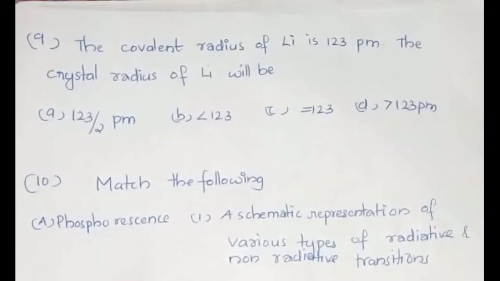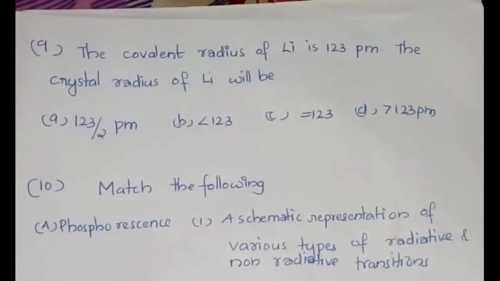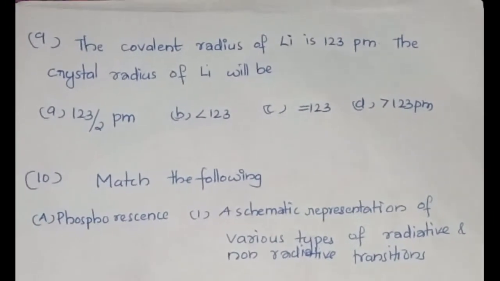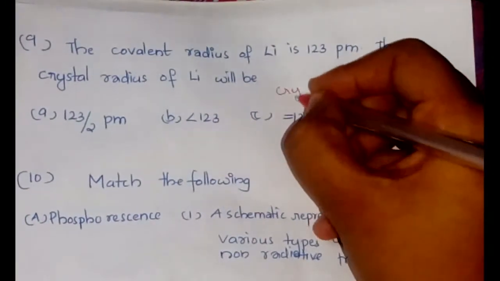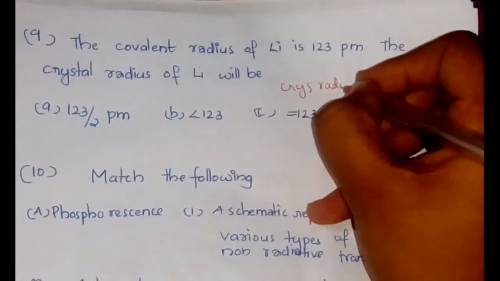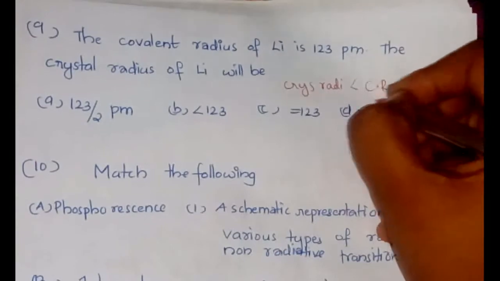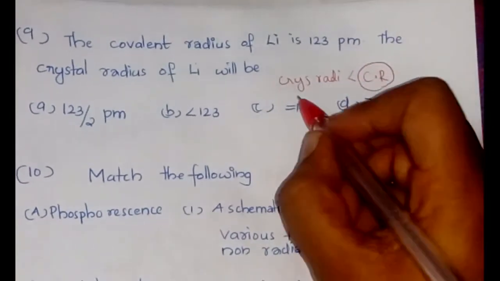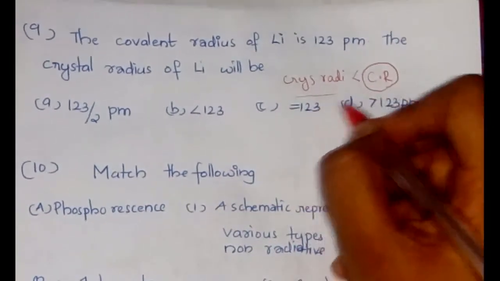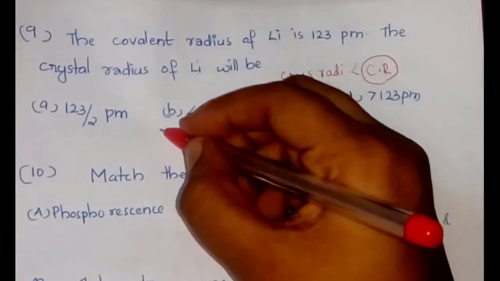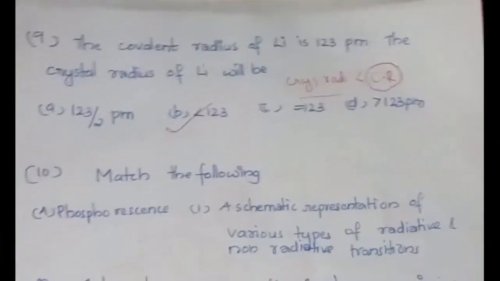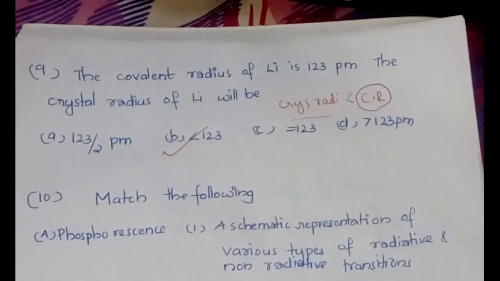Here the covalent radius of lithium is given, and the question is what the crystal radius is. What you have to remember is that crystal radius is always less than the covalent radius. I have indicated covalent radius as CR. So crystal radius is always less than covalent radius. So what will be our answer? Our answer will be less than 123. This is a fact, and just learn that.